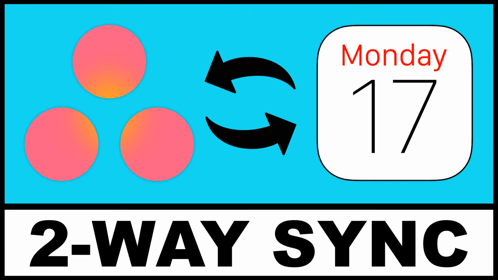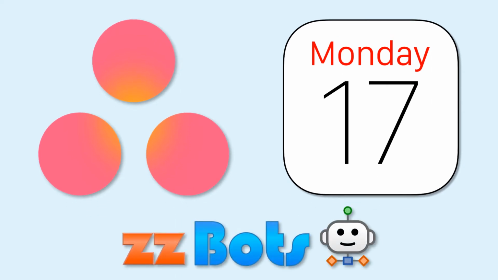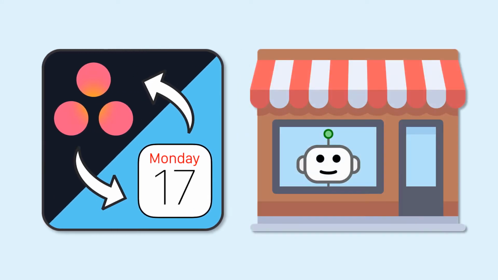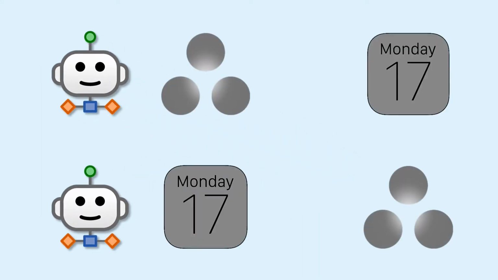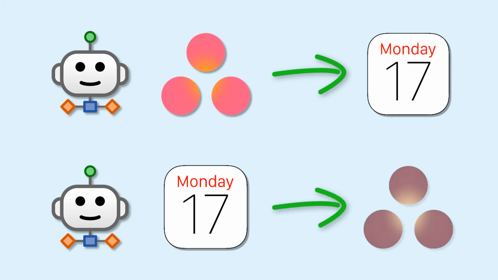Are you looking for a way to sync between Asana and Apple iCloud Calendar? With zzBots, it is now easier than ever to install this full two-way sync as a bot pack from our bot store. This bot pack contains two bots. One bot will monitor for new or updated tasks in Asana and sync them over as Apple iCloud Calendar events. The other bot will monitor for new or updated events in Apple iCloud Calendar and sync them over as Asana tasks.